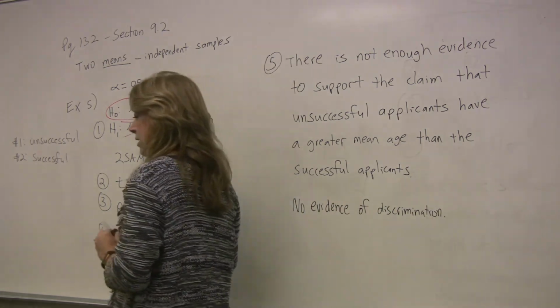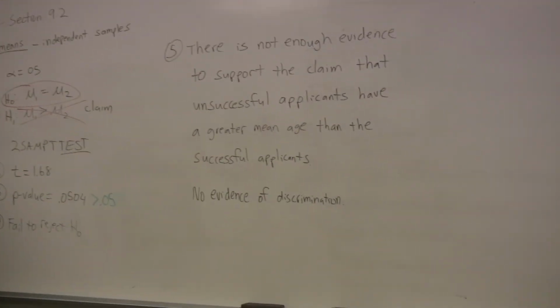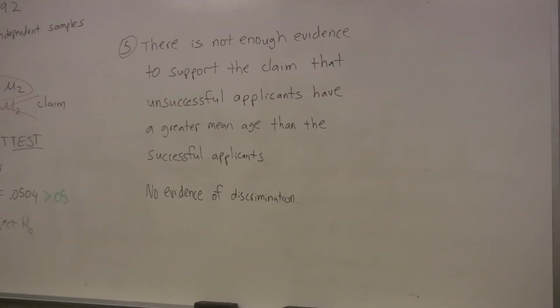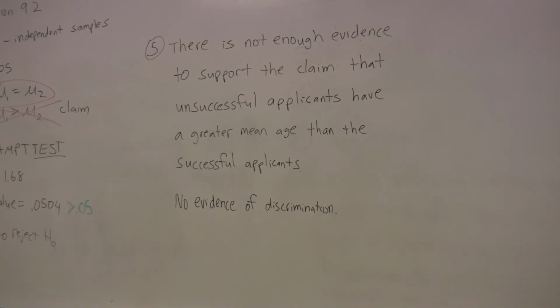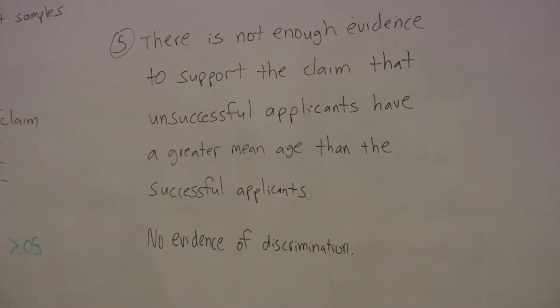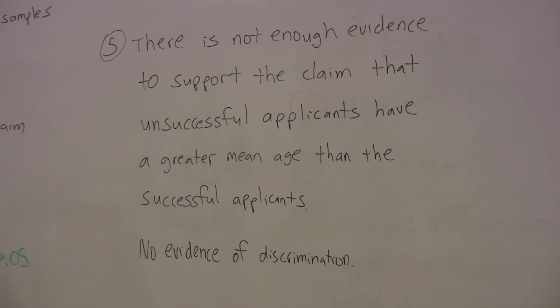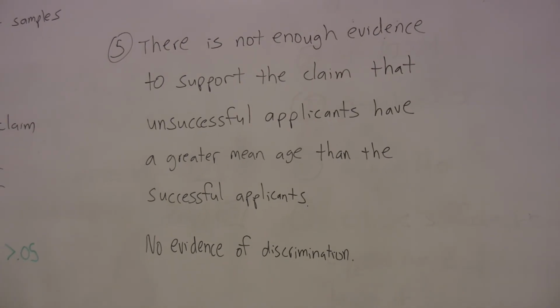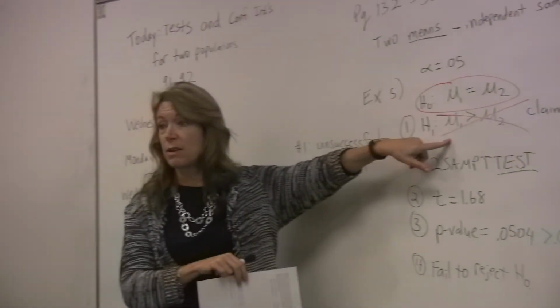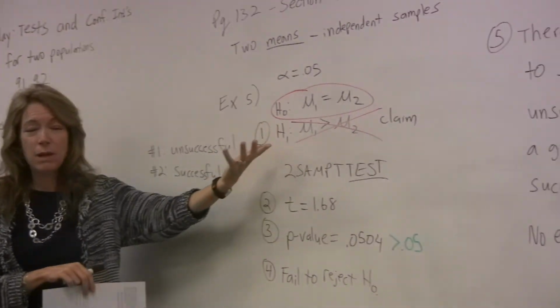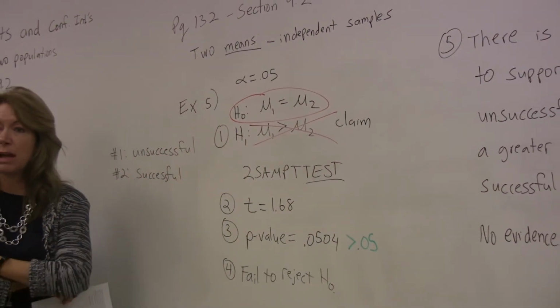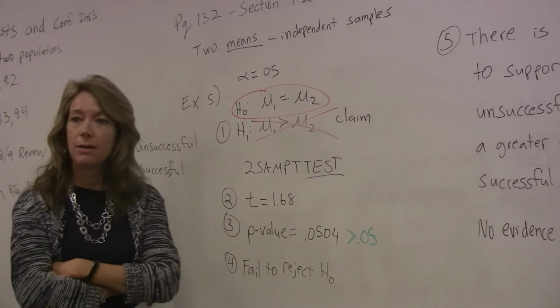A lot of you get to this point where you can write out the claims and do the test and even write the conclusion, but you don't even know what the conclusion means. You just know how to write it. You need to be able to understand what it's telling you. So we don't have evidence of this difference. So there can't be discrimination if one group didn't have a different age than the other one.